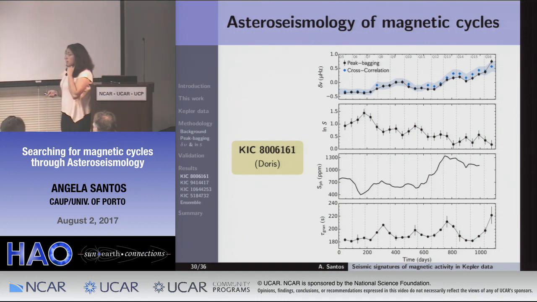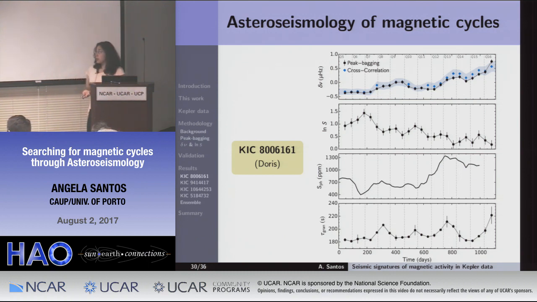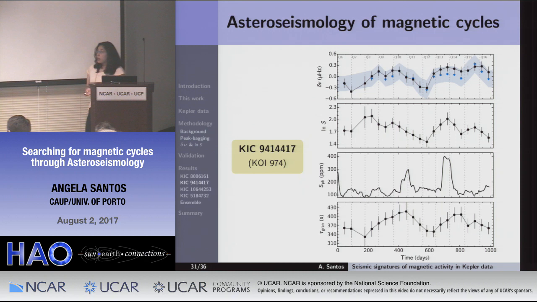For the granulation timescale, we have some variation, but it doesn't seem to be related to variation in the other indicators. This is the second star, so we have the same properties: frequency shifts, heights, SPH, and granulation timescale.